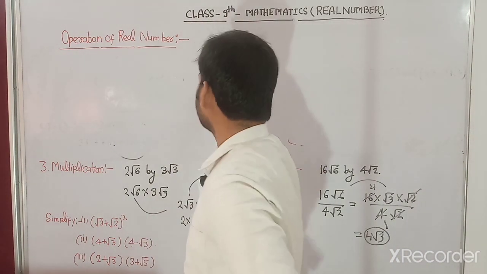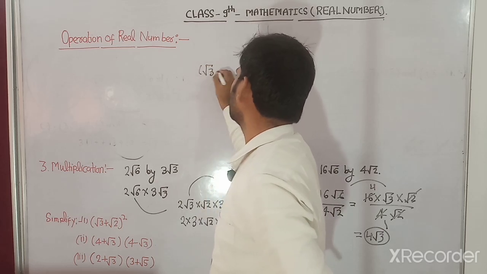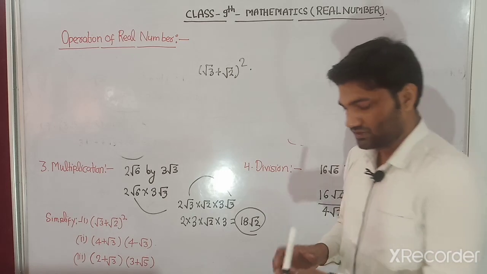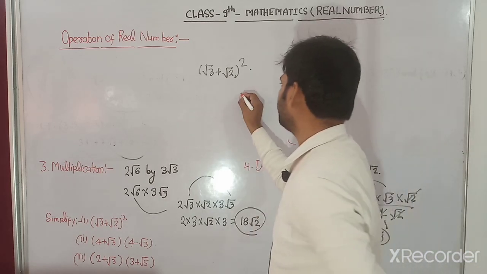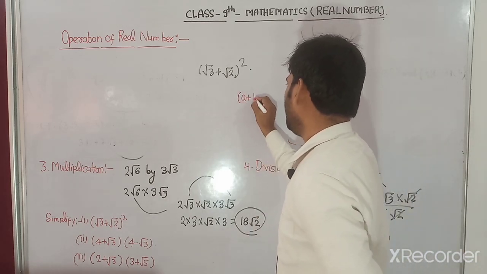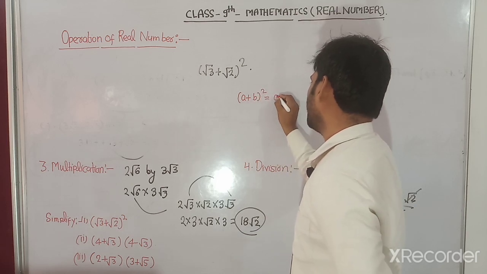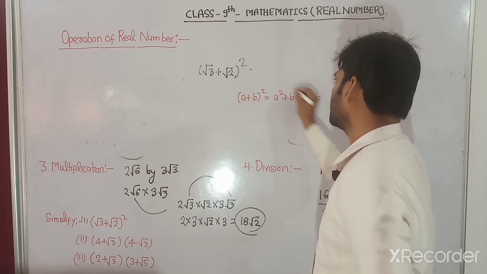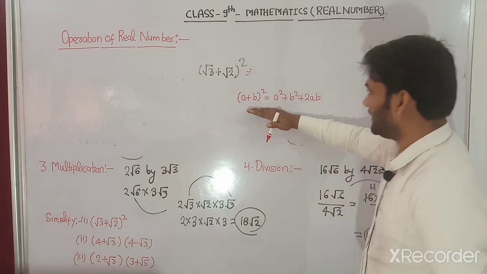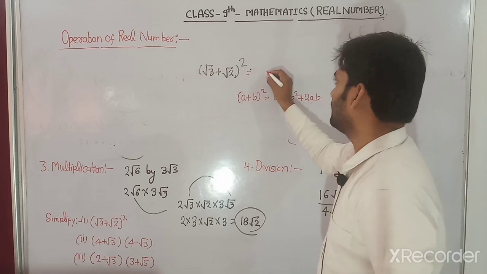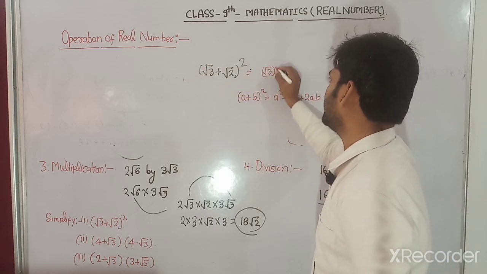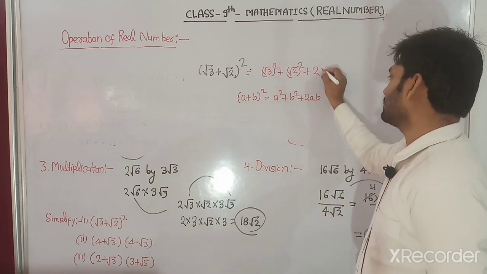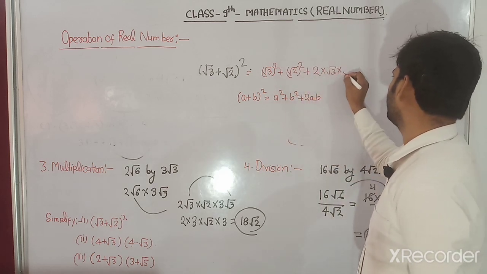The first question is root 3 plus root 2 whole square. Using the identity (a plus b) whole square equals a square plus b square plus 2ab, apply this identity and solve these questions. Root 3 whole square, plus root 2 whole square, plus 2 into root 3 into root 2.